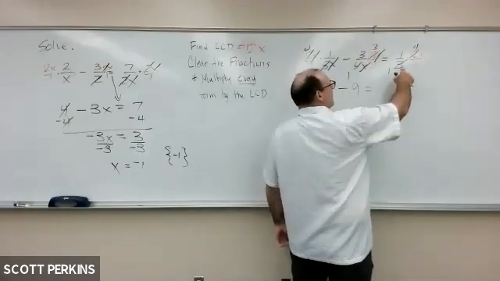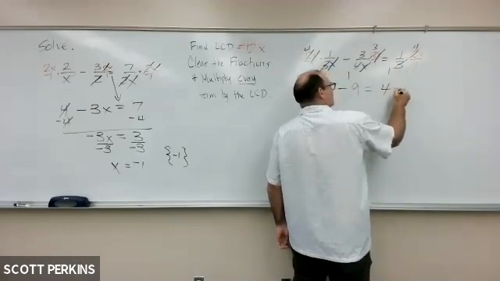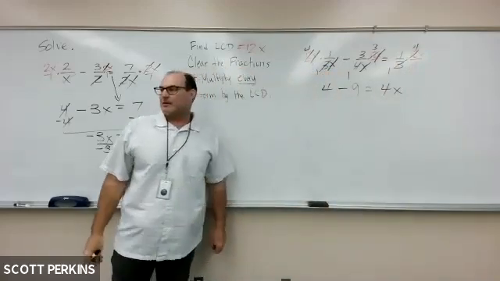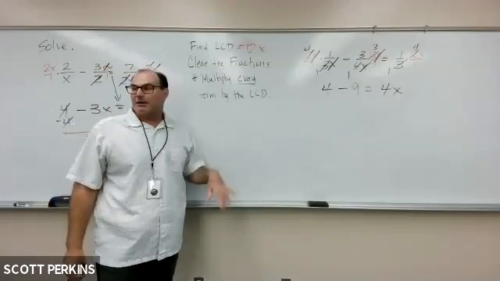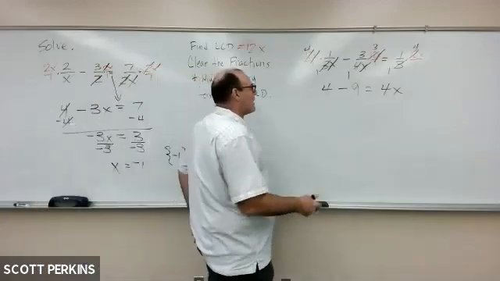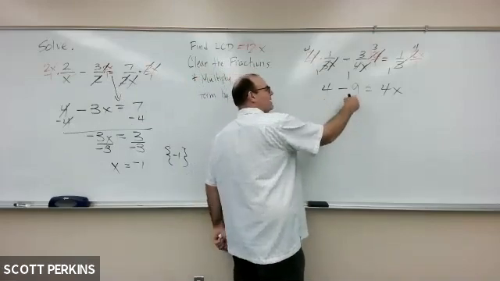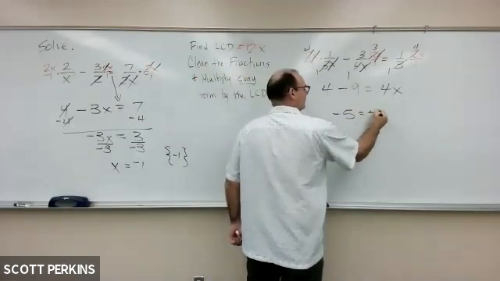So when I do that now, I have 1 times 4x, which is 4x. There's my equation. No more fractions. The fractions are gone. I don't have them anymore. So now I can collect these like terms. 4 minus 9 is -5.